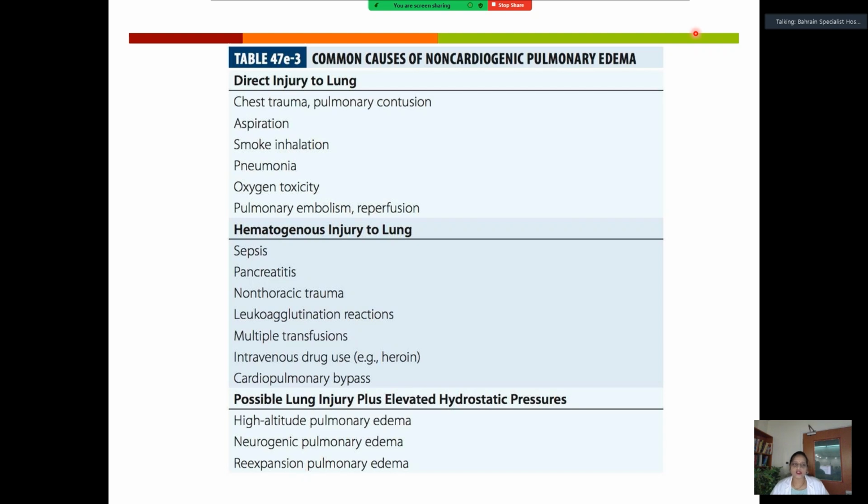Direct injury to lung is caused by chest trauma, pulmonary contusion, aspiration, smoke inhalation, pneumonia, oxygen toxicity, pulmonary embolism, reperfusion. Hematogenous injury to lung is by sepsis, pancreatitis, non-thoracic trauma, leukoagglutination reactions, multiple transfusions, IV drug abuse, cardiopulmonary bypass. Possible lung injury associated with elevated hydrostatic pressure is seen in high altitude pulmonary edema, neurogenic pulmonary edema, and re-expansion pulmonary edema.